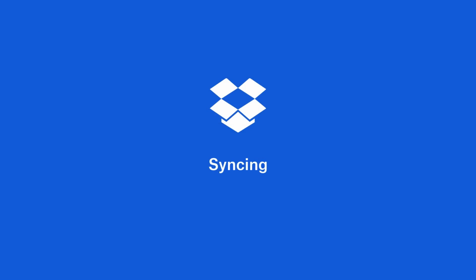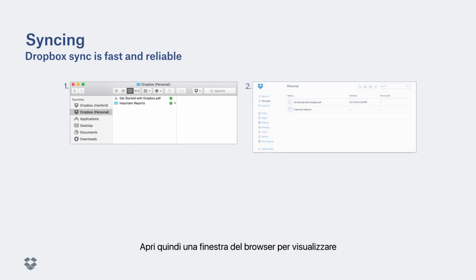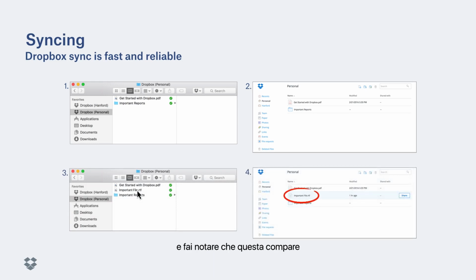Syncing. First, open a Finder or Explorer window to show the contents of your Dropbox folder. Next, open a web browser window to show the contents of your Dropbox folder. Point out that your web browser and computer list both the same documents and folders. Drag a file to your Dropbox folder on your computer and point out that it shows up on your web browser.